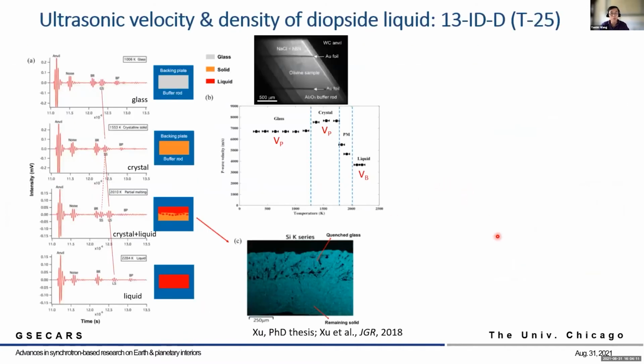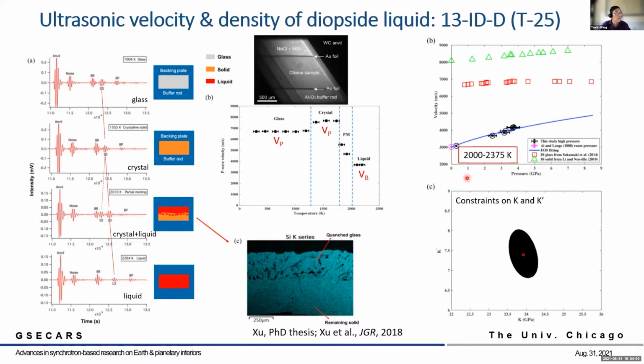For low viscosity liquids, one can use ultrasonic technique to measure relaxed acoustic velocities. This slide shows the results of a diopside liquid. During heating, we heat a glass sample at high pressure. The glass crystallizes partially and then partially melts, eventually completely melts into liquid. After complete melting, the shear modulus contribution disappears. So the P wave becomes bulk sound speed. And then we see this large drop in the velocities.